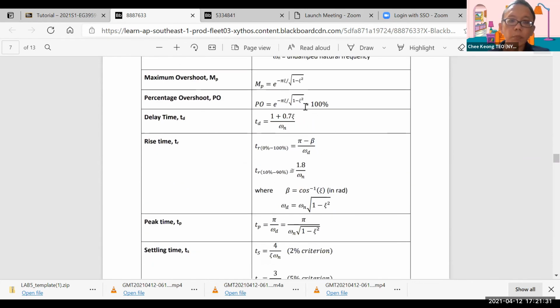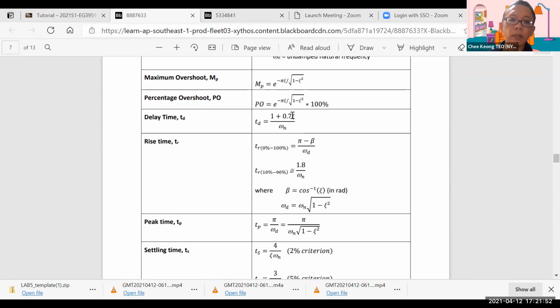So what is PO? With your zeta, you already know. You just plug in, you get your PO, right? And then the other one is your TD. What is a TD? You look at TD, and you know your zeta and omega, and you just plug in the value, you will find your TD, right?